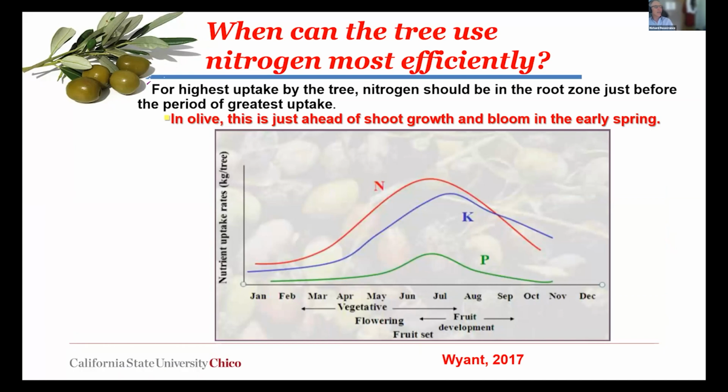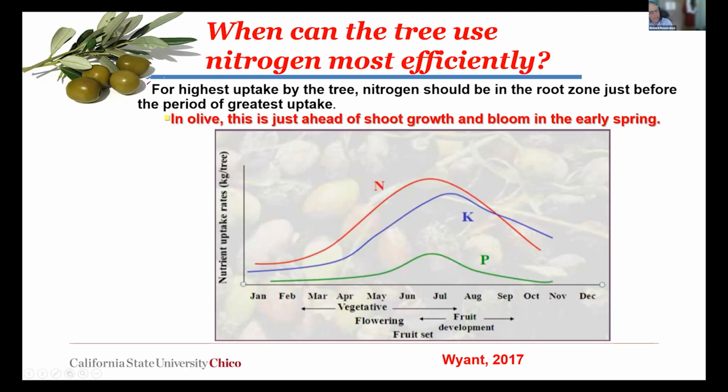So here's another graph. This is some data from Australia, where we have nutrient uptake in kilograms per tree over the year from January to December. And what we see here is that nitrogen uptake occurs probably first in the season, followed by potassium uptake, and then followed by phosphorus. So typically, if we're going to apply nitrogen, we want to make sure you get that in March, because this is just before the greatest grand growth uptake of nitrogen into the crop. And then potassium uptake occurs a little bit later. So again, just ahead of shoot growth and bloom in early spring.